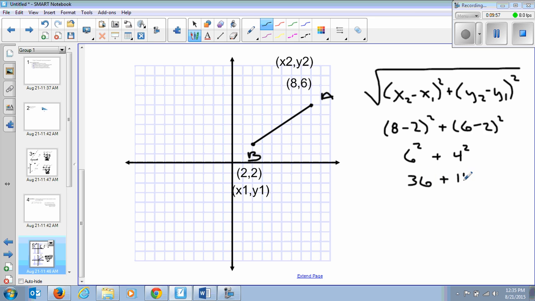Plus 4 times 4 is 16. Add those together, and I get my answer of 52. If you forget to do this last part, you'll make a mistake. You must square root your final number.